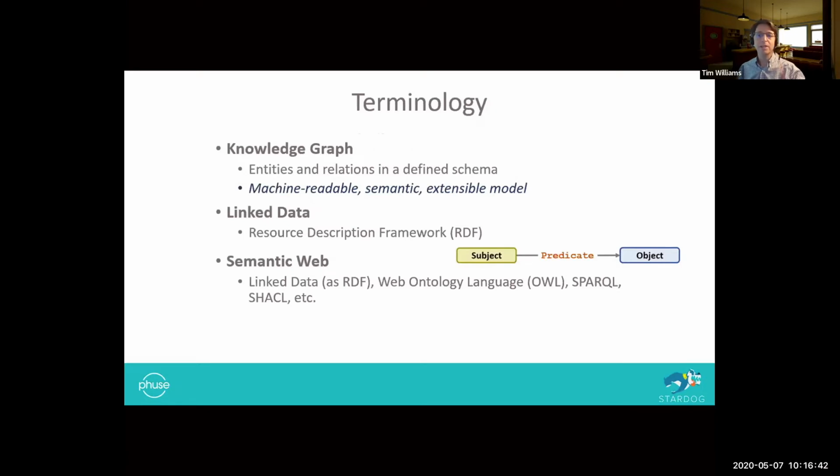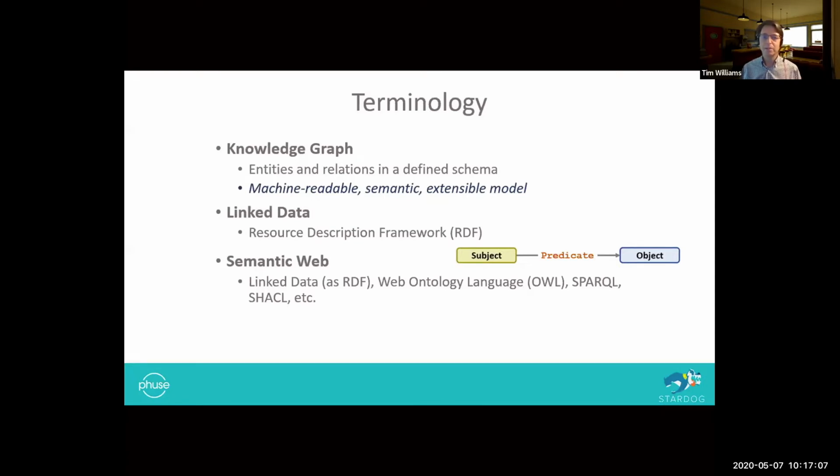It is machine readable with semantics that can be understood by both person and machine. An important aspect of the knowledge graph is that it is extensible. You can start with a small knowledge graph and build it out incrementally. The knowledge graphs I am talking about today are built using linked data as Resource Description Framework, or RDF. It is a very simple data model that uses the concept of a triple, which is comprised of a subject joined to an object by a semantic predicate.